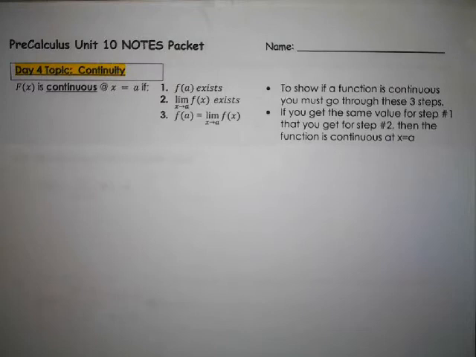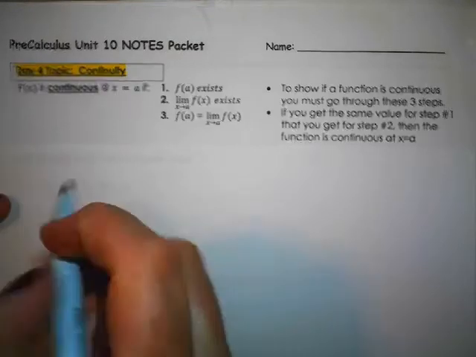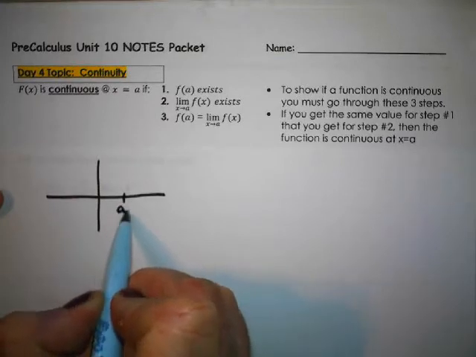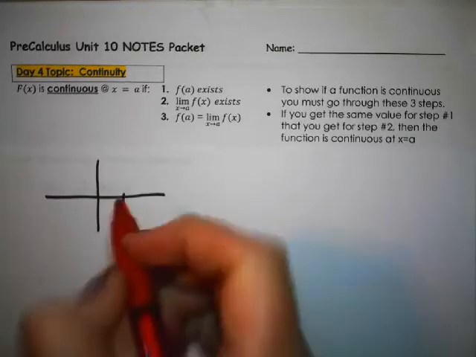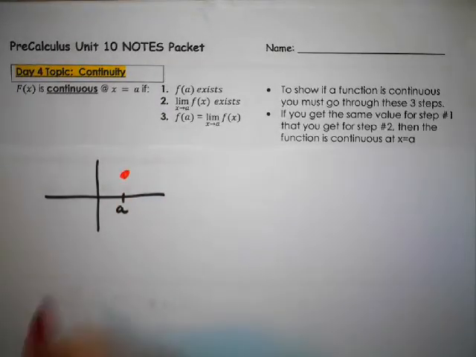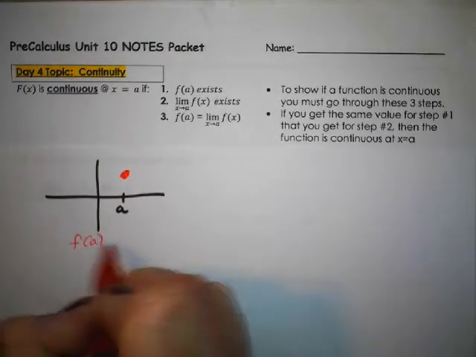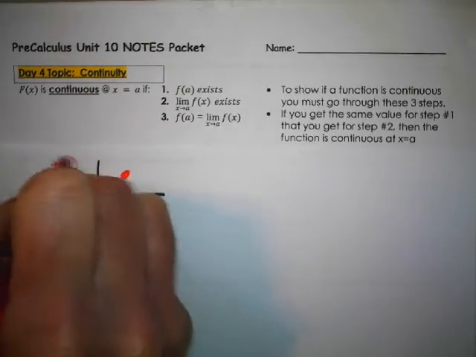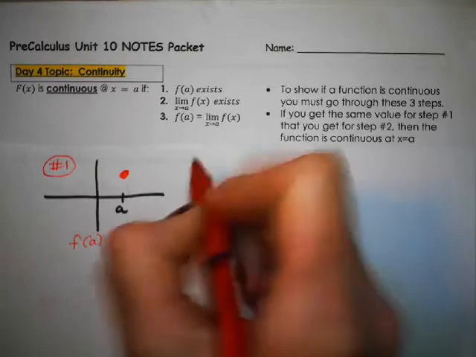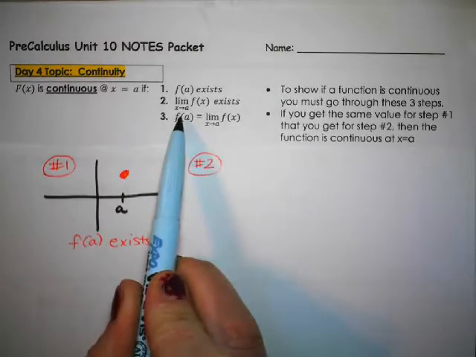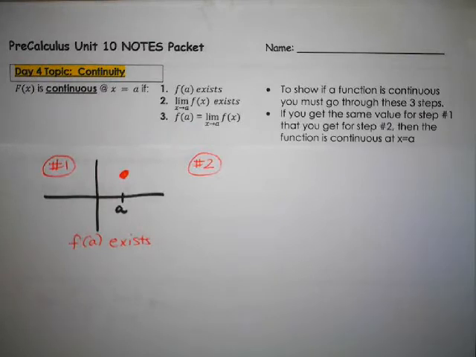Step 1 says that f of a has to exist. So that means if I had a graph at a, I'd have to have a point. F of a would have to exist. So on this graph right here, f of a exists. That's step number 1. Step number 2 says that the limit as x approaches a has to exist.